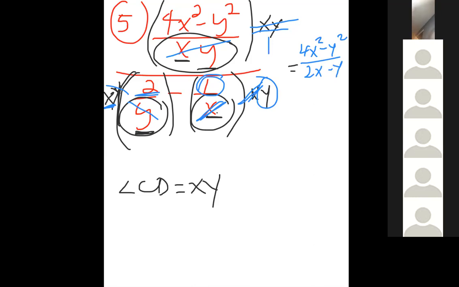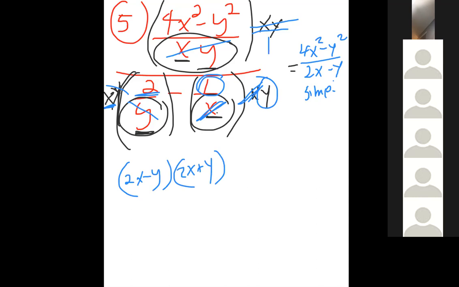But wait, we're not done, guys. There's more. Next, we're going to have to simplify this. What does that mean? The numerator can be factored because it's a difference of squares. So we're going to factor it into 2 binomials: 2x minus y times 2x plus y. And the denominator is 2x minus y.